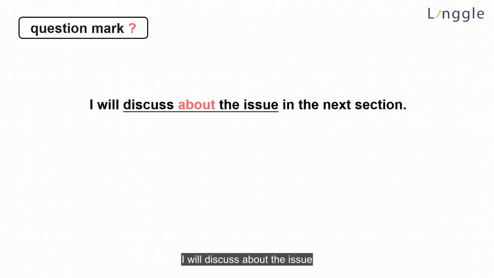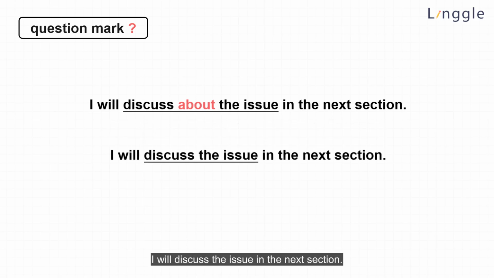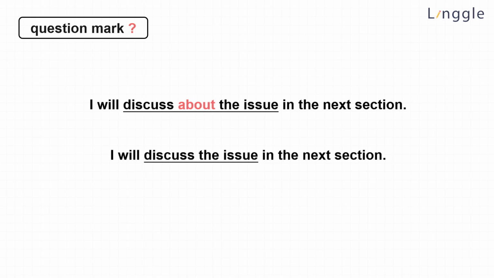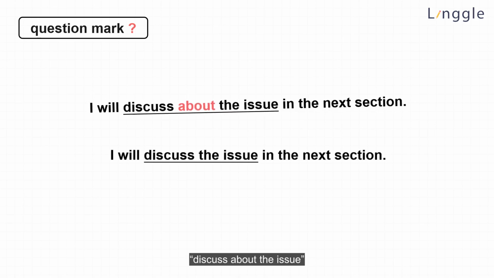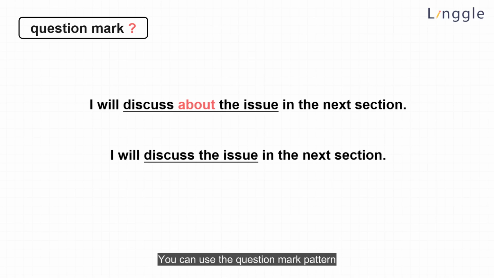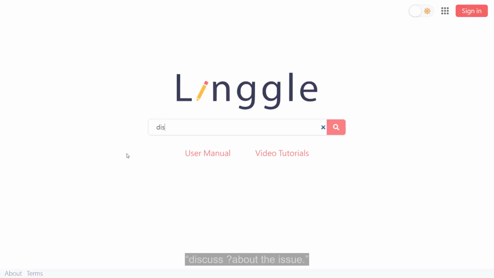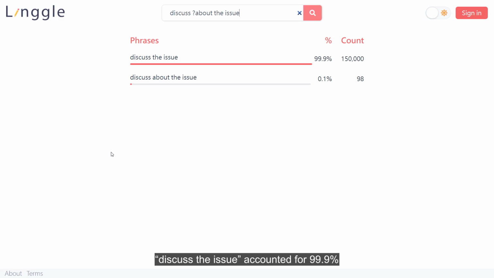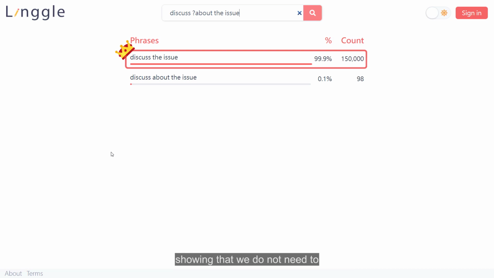I will discuss about the issue in the next section. I will discuss the issue in the next section. Should we say discuss about the issue or discuss the issue? Which is correct? You can use the question mark pattern, discuss, question mark about, the issue. As you can see on the screen, discuss the issue accounted for 99.9% in the corpus, showing that we do not need to add about after discuss.